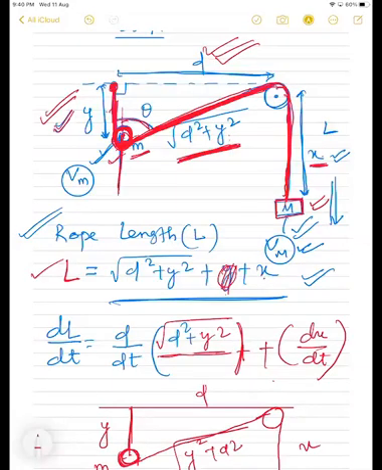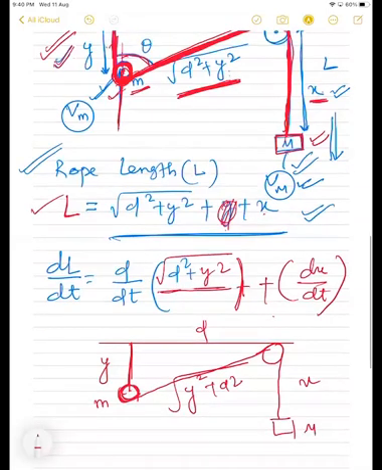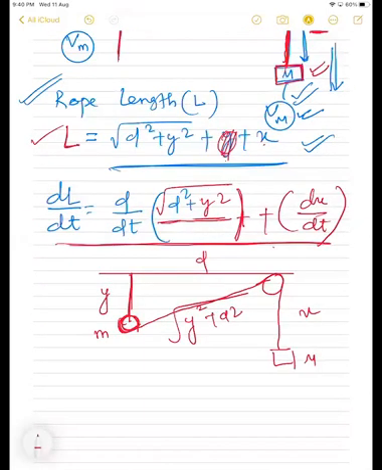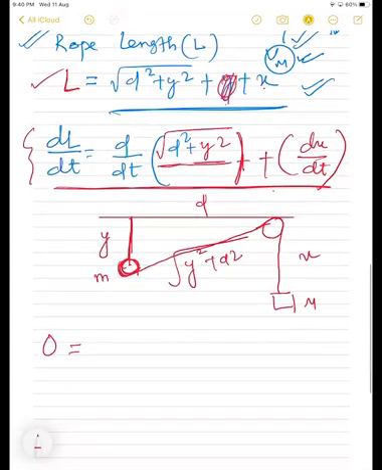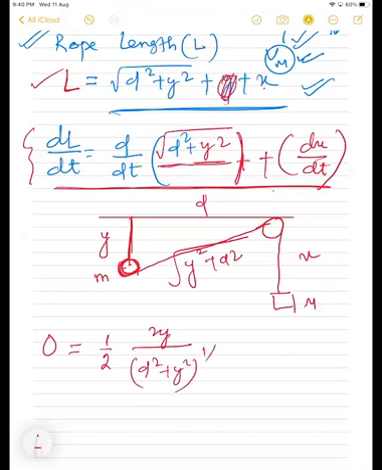After determining the length, our next aim is to differentiate it with respect to time. We want to differentiate dl by dt, and dl by dt is 0, right? And d by dt of square root of d square plus y square, students. The derivative will be half of 2y by (d square plus y square) to the power half, whole into dy by dt, plus dx by dt. Yes or no?